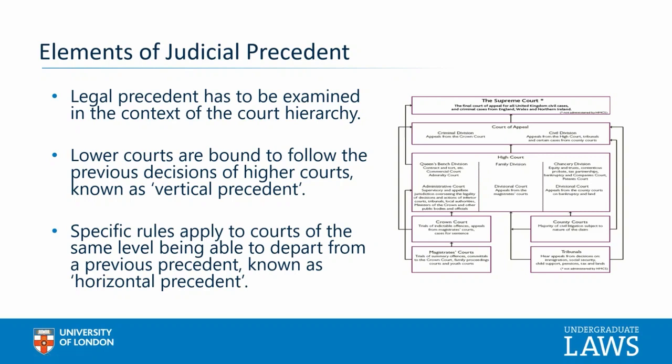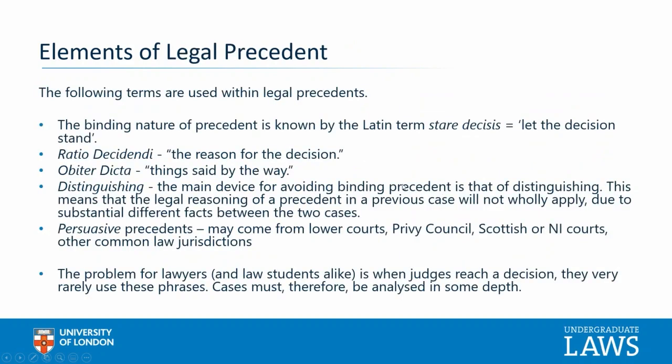And then there are specific rules which we're going to go into where courts on the same level, so the Supreme Court following its own decisions, or the Court of Appeal following its own decisions, there are specific rules that are being applied that allow courts on the same level to depart from previous precedent. It's known as horizontal precedent when that's applied, when they follow their previous decisions, and then we're going to look at the exceptions as to when the court is allowed to depart from a previous decision. So some terms you need to be aware of in the context of legal precedent.